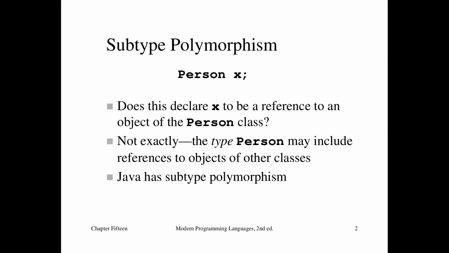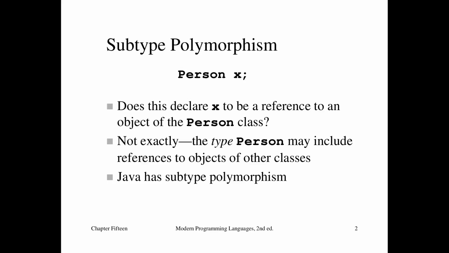And so, subtype polymorphism, which we described earlier when we were talking about ML, is something that is inherently built into Java, right? So we look at this line here where we just declare a variable x of type person. We ask ourselves, does this declare x to be a reference to an object of the person class or not? And in reality, it's not exactly a reference, as we would normally think of it.